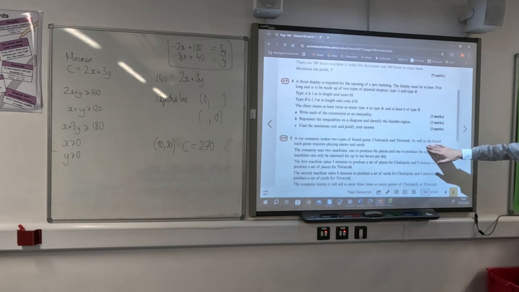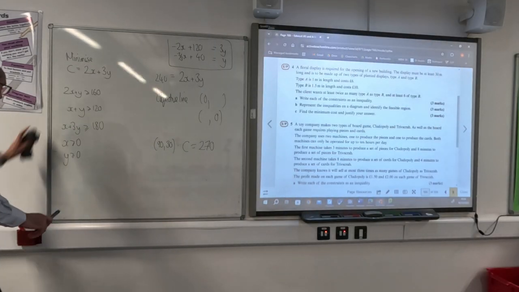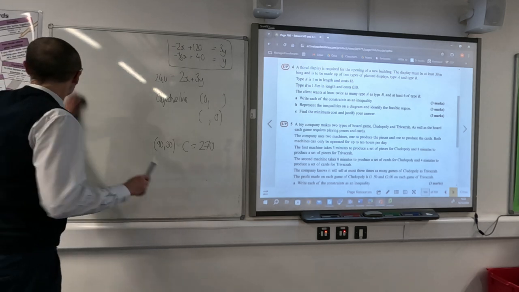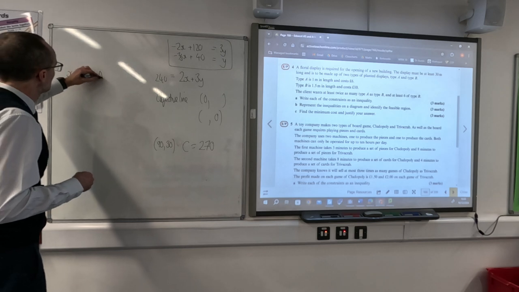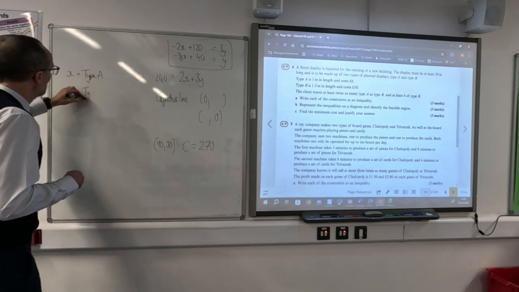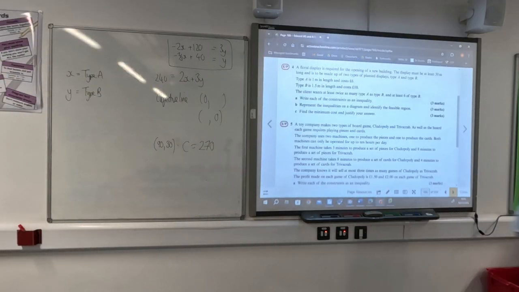166 question 4. Here we are. So can I get you to try and formulate this. So write me some constraints. Shall we agree that x is the number of type A's? X is the number of type A's. And y is the number of type B's. Okay, so see if we can formulate this problem.